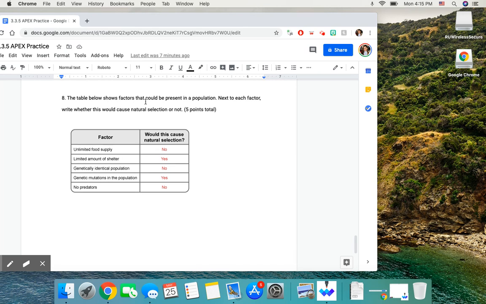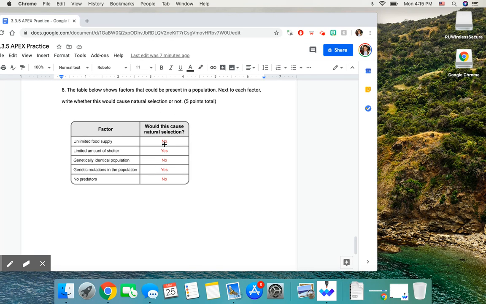The table below shows factors that could be present in a population. Next to each factor, write whether it would cause natural selection or not. So an unlimited food supply? No, because there's no competition in unlimited, right? As we saw before, the population is going to grow exponentially. So that wouldn't really cause natural selection, survival of the fittest. Limited amount of shelter? Yes. Anything that would cause competition. So think limited amount of shelter.